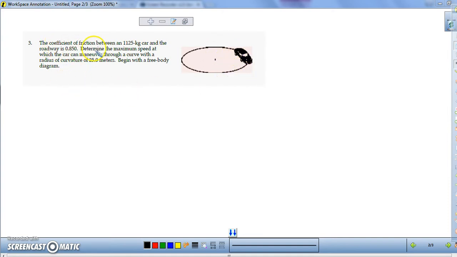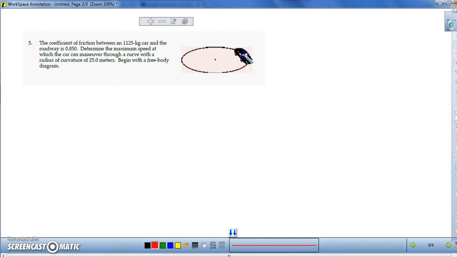In this question, we have a coefficient of friction between the car and the roadway. It says determine the maximum speed at which the car can maneuver around this radius. So it says beginning with a free body diagram. Well, let's do that then.